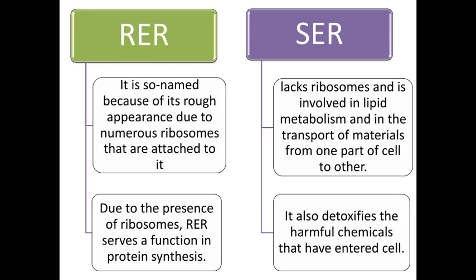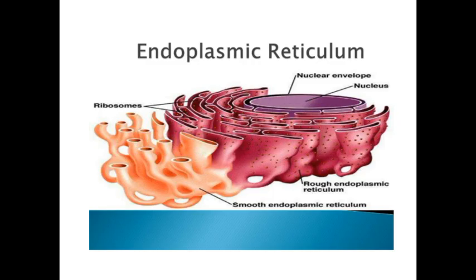Rough is so named because of its rough appearance and due to the number of ribosomes that are attached to it. And smooth endoplasmic reticulum lacks ribosomes and it is involved in lipid metabolism and in the transport of material from one part of the cell to the other. And the rough endoplasmic reticulum, due to presence of ribosomes, its function is protein synthesis. And smooth endoplasmic reticulum detoxifies the harmful chemicals that have entered into the cell.